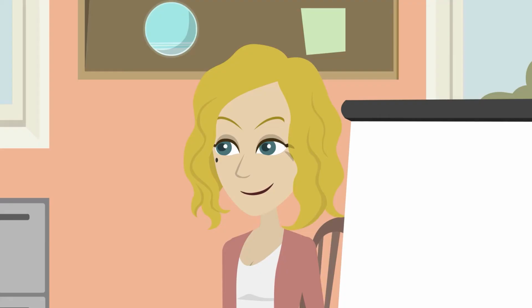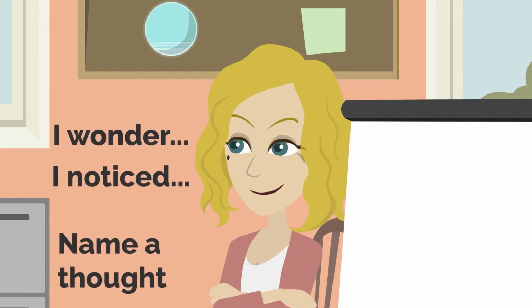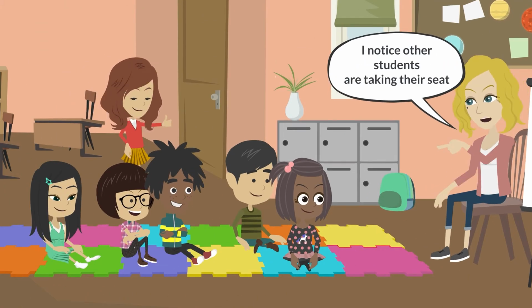Let's outline some declarative language and how to frame it. First, you would indicate you are having a thought. Use an I statement. "I wonder," "I noticed." Name a thought. "It looks like the class has started. I notice other students are taking their seats."